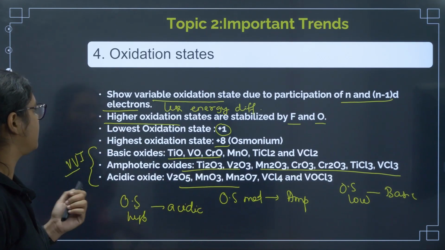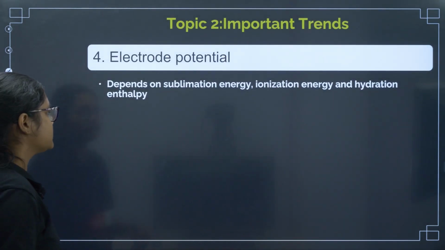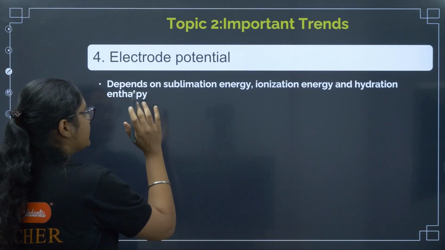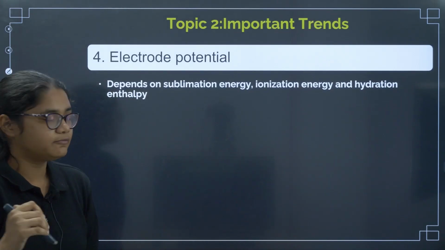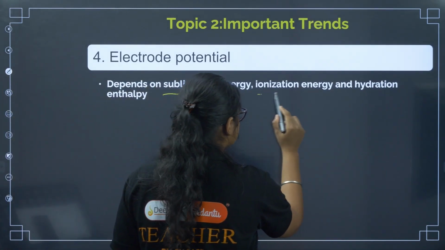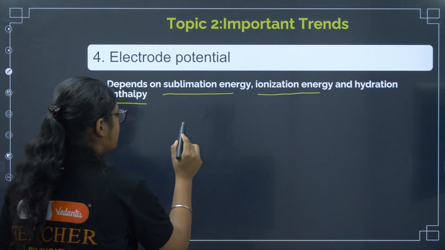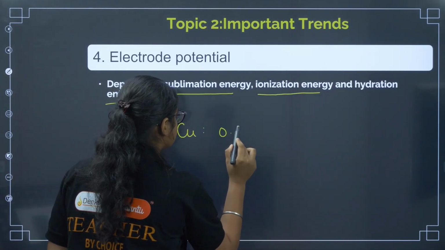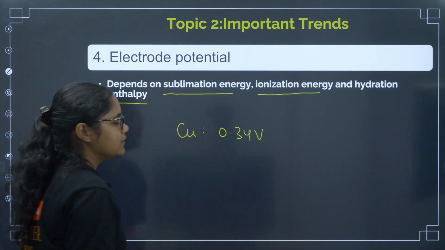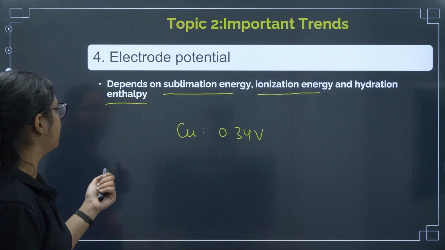Okay. Now coming to the next one, electrode potential. Here you have to know what three factors electrode potential depends on. It depends on sublimation energy, ionization energy, and hydration enthalpy. Next, one more thing: copper is the only element with a positive electrode potential of 0.34 volt. So this one also you remember.